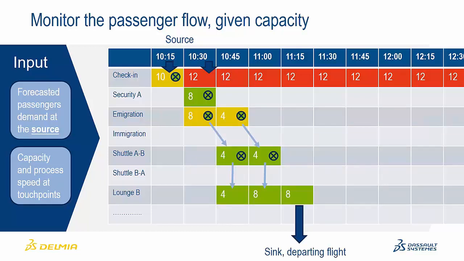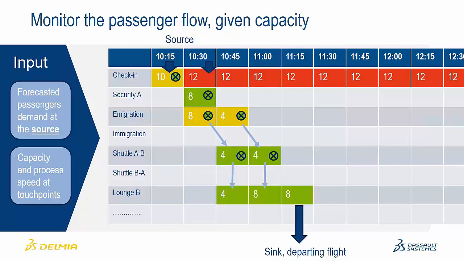So we open the immigration desk, so people are being processed to the next one. We open the shuttle service so that they can go to the lounge in area B. And in the lounge, they are waiting until the flight departs. And this way, by letting the passenger flow from one point to the other based on the available resources, we can predict where each passenger is at a given point in time in our airport.